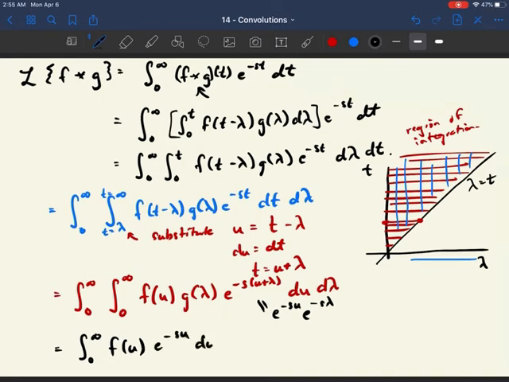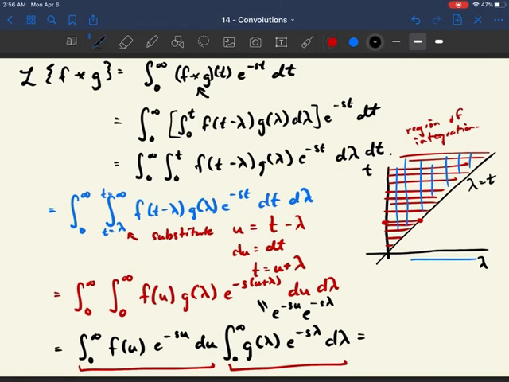We have the integral of f of u, e to the minus su, du. And then we have the integral from 0 to infinity of g of lambda, e to the minus s lambda, d lambda. And if we look at the definitions, what do we have here? That's the definition of the Laplace transform of f. That's the definition of the Laplace transform of g. So we get F of s, G of s, which is what we needed to prove.